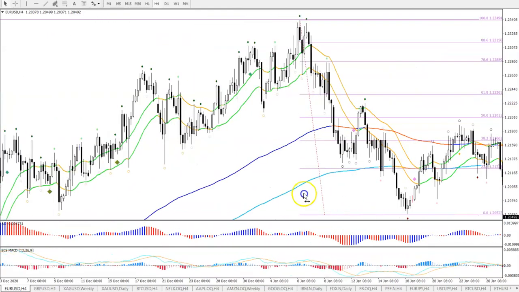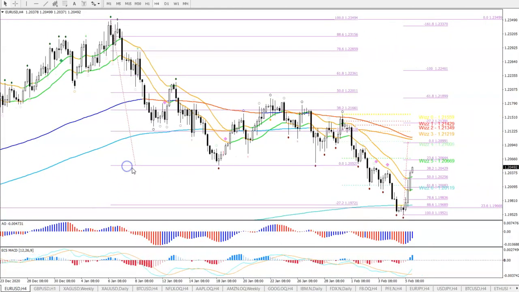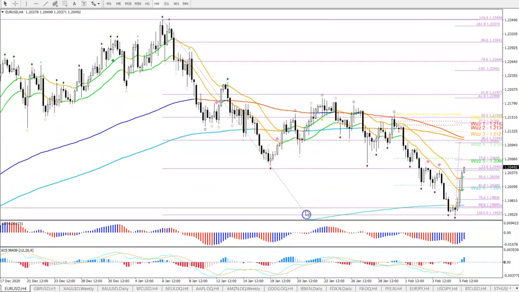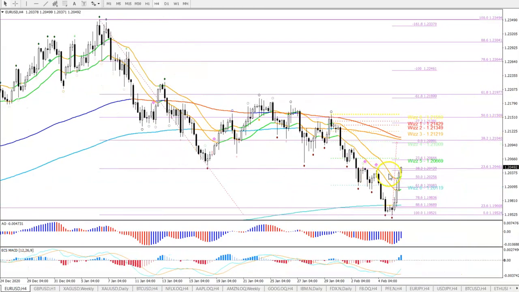Although we could, let's put the fib from the entire top to the bottom. Sorry, my chart is not cooperating today. There we go. And let's take this. You can see why 121 is an important level as well. It's the 38.2 fib. And 122 is important as well because of the 61.8 fib.